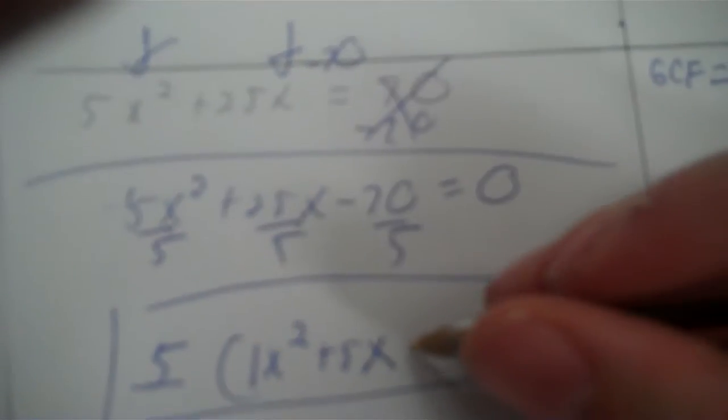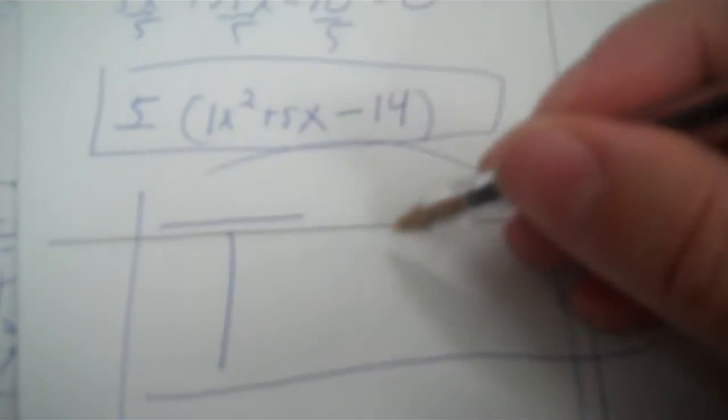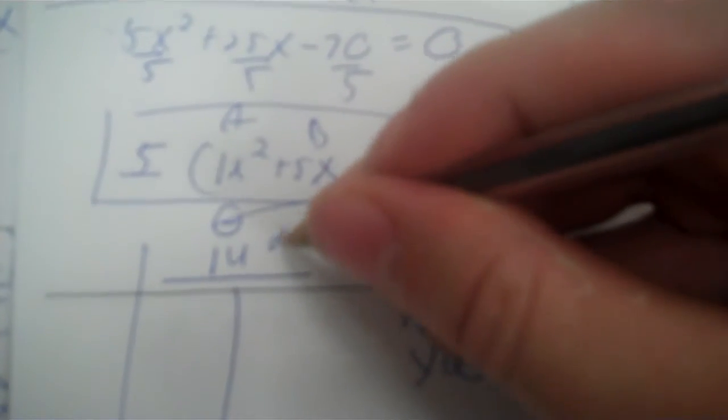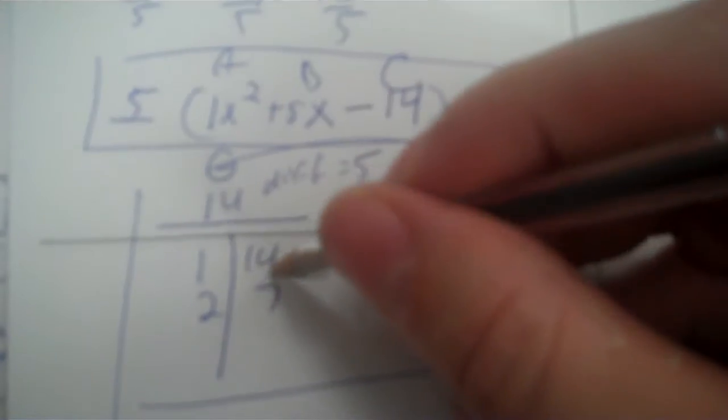Okay, so I yank out a 5. Now I divide by 5. And I get 1x to the second plus 5x minus 70 divided by 5 is 14. Okay, so there's my GCF. Now I make a T box. I split it in half with a T, and is a equal to 1? Yes. So 1 times negative 14 is negative 14, so I'd be searching for a difference of 5. So 1 and 14, that's a difference of 13. 2 and 7, that's a difference of 5.